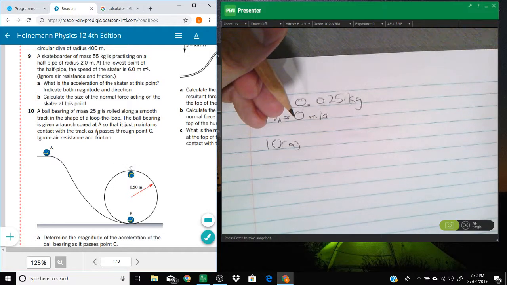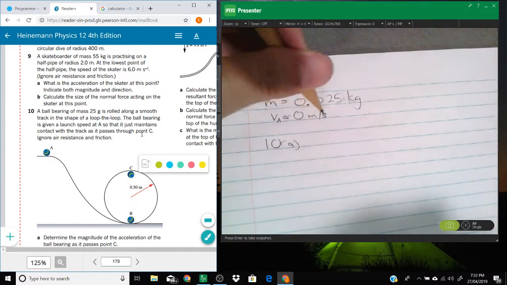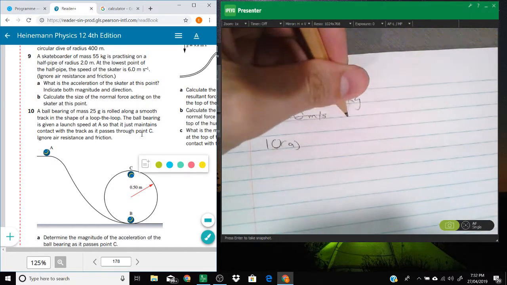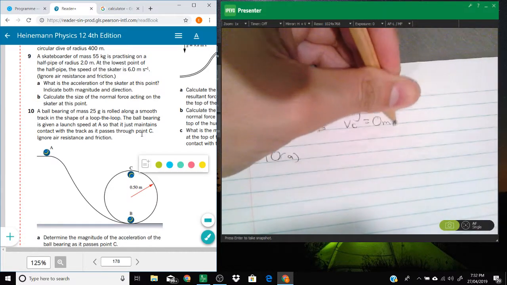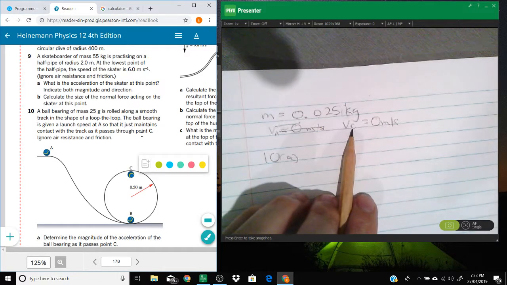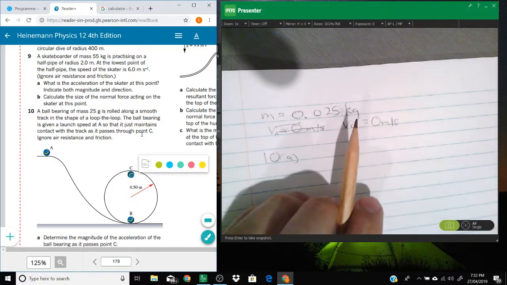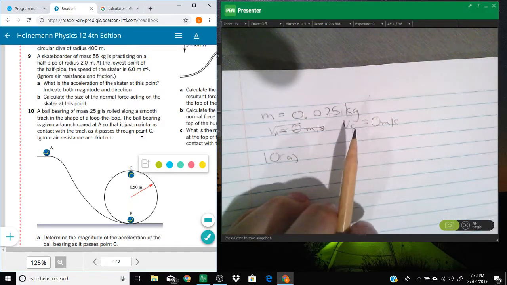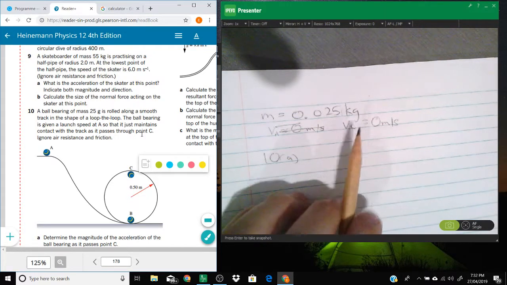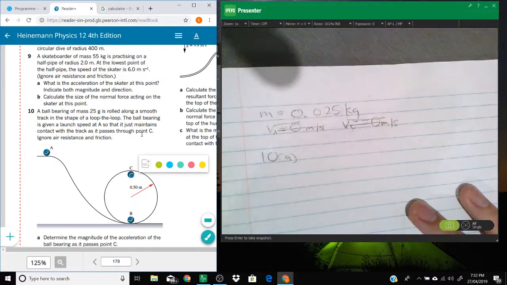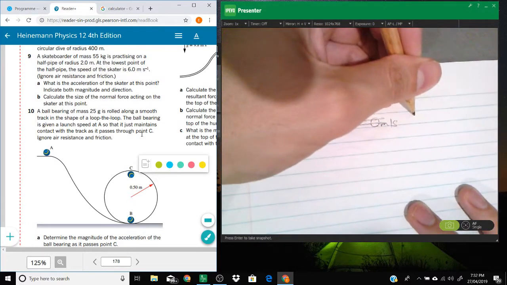Oh, I see. Actually, no. This is the key thing that gives it away. So it just maintains. Sorry, I misinterpreted that. So there was enough information. This one is a tricky one, though. So it just maintains contact through point C. So it's just about to fall out. Actually, no. So just maintains contact means actually, sorry.